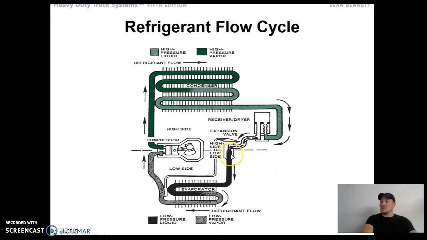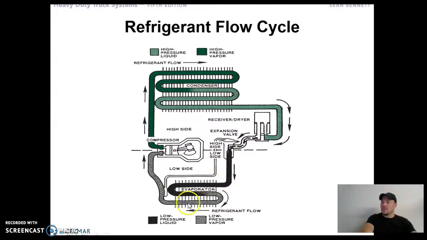Once it gets into the expansion valve, this one's a thermostatic expansion valve, not an H block. I'd like to show that real quick. So on this one, here's our expansion valve. We've got a little temperature sensor, more or less, coming down here, and it's reading the temperature on the backside of this evaporator. So as that temperature changes, it opens and closes the expansion valve, allowing more or less freon to travel through. On the backside, we have a low pressure liquid coming out.